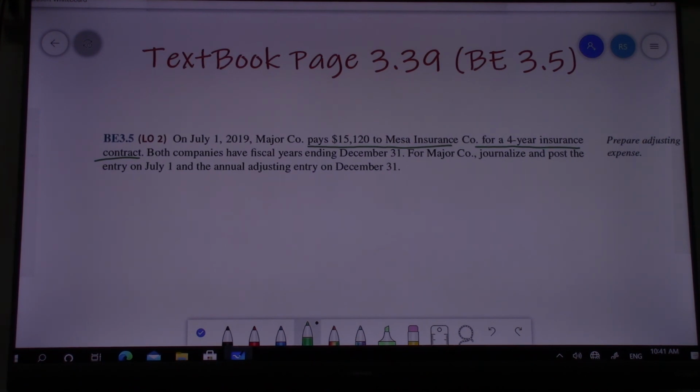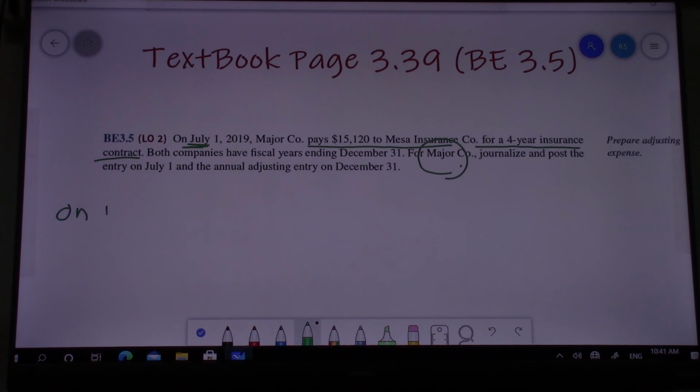Both companies have a fiscal year ending on December 31st. We are talking about major corporation, and you are required to journalize and post the entry on July 1st and the annual adjusting entry on December 31st. If I'm talking about major corporation, this means that major pays $15,120. So our cash decreased because we purchased insurance. On July 1st, what happened?